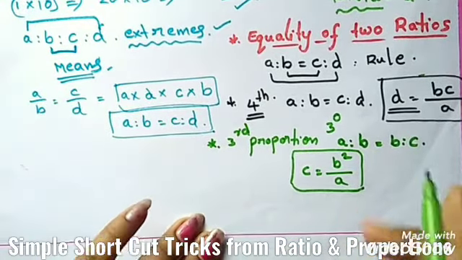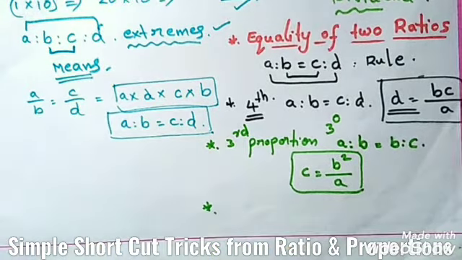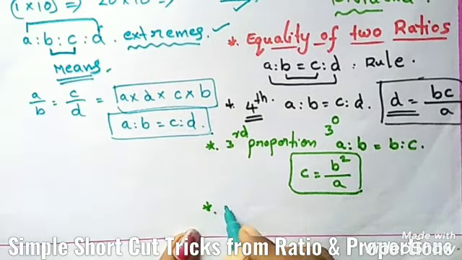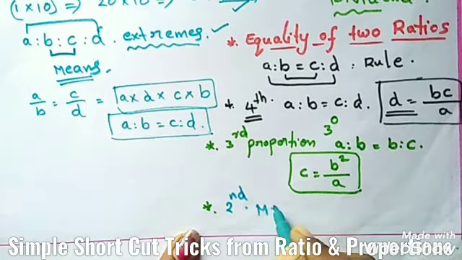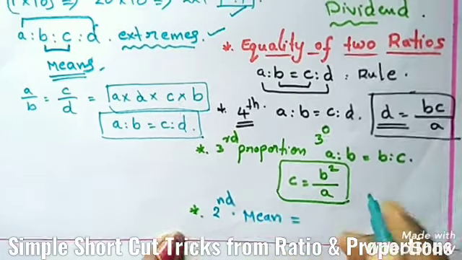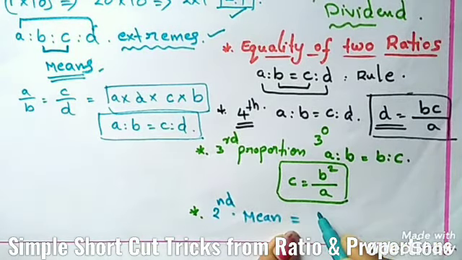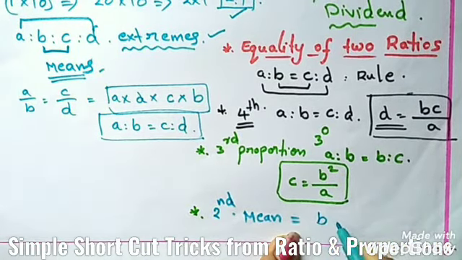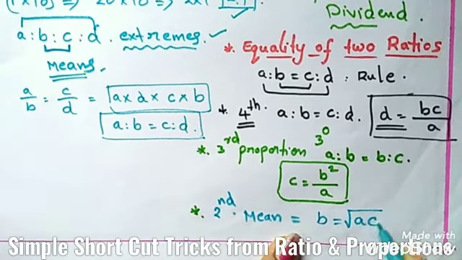And to find the secondary proportion, nothing but the middle one, the mean proportion, that is the second one. So for the mean proportion, suppose a is to b is equal to b is to c, and you want to find out b, the formula should be root ac.